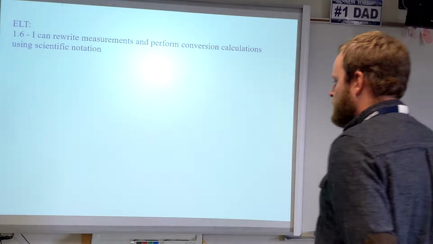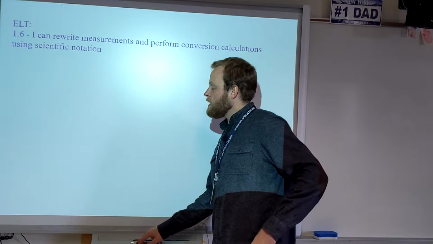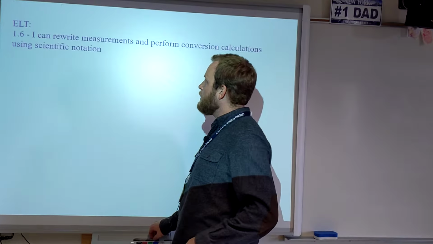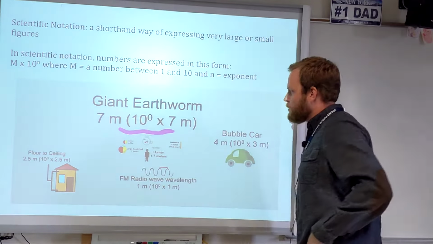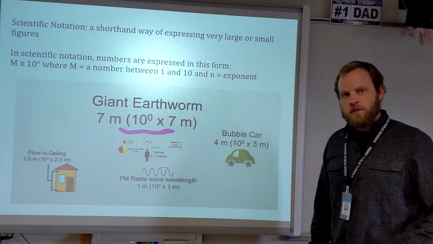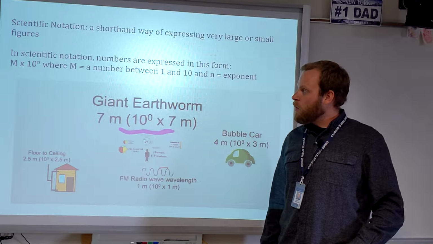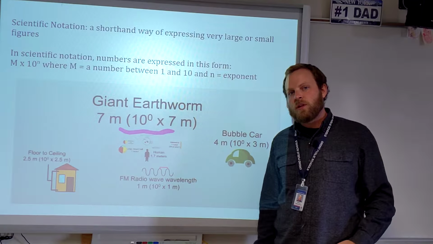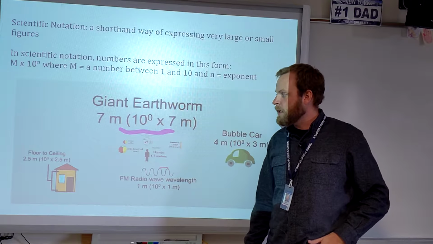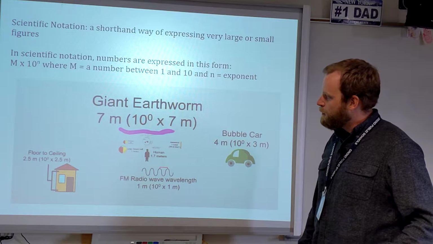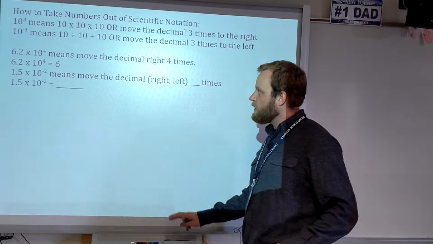We got 1.6 to do today. So 1.6 is all about scientific notation. This should be review from ninth grade science at least. Maybe you even did a little bit of this in middle school. But basically, some of the numbers that we use in science are way too big or way too small. And we don't want to spend a whole bunch of time writing a whole bunch of zeros. So they made this shortcut so that you don't have to. Maybe there's a better example on the next slide.